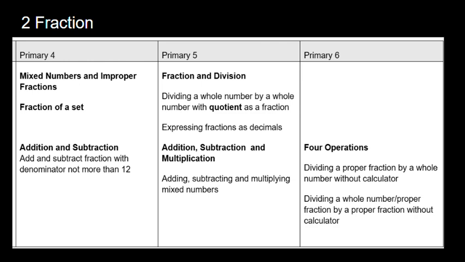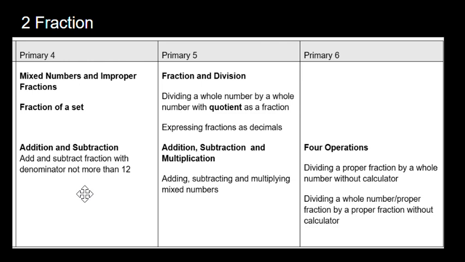Next, fraction. So for fraction, you will go into mixed number and improper fraction. So mixed number means 2 and a half. Okay, improper fraction means that you have 7/3. Okay, then the student must be able to do fraction of a set. That means 3/4 of something, half of something. Okay, they must be able to add and subtract fractions, for denominators that are not more than 12. Okay, so they should be able to do things like 1/6 plus 1/6 or 1/6 plus 1/7.